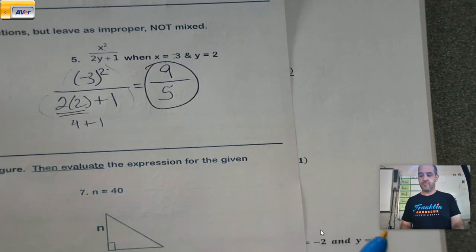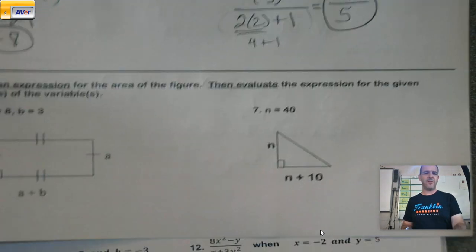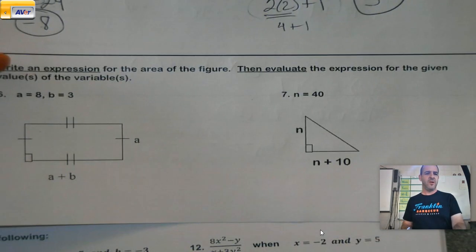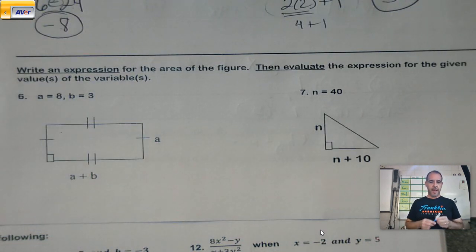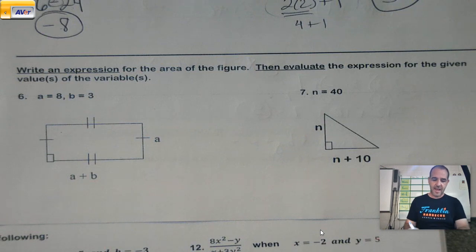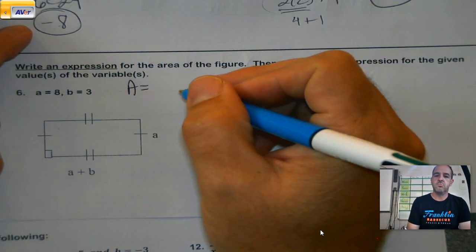And finally, gotta pull some of the geometry in, man. It can't go away. We couldn't have that whole year for nothing. Write an expression for the area of the figure, then evaluate for the given variable. Okay, so first things first. Area of a rectangle. Oh, remember?